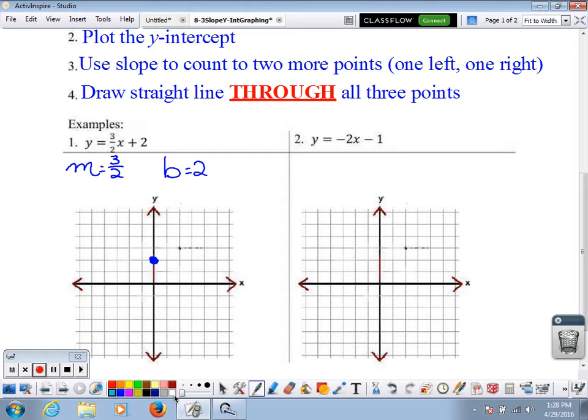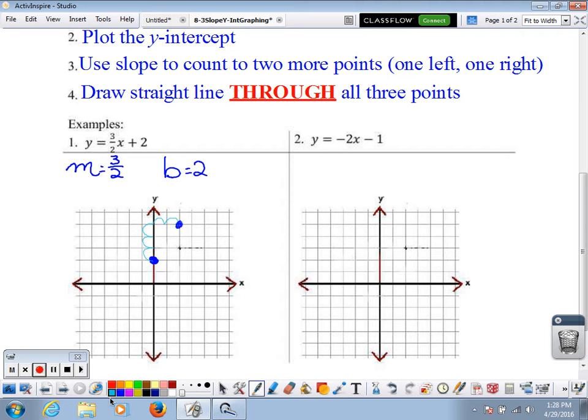Then we're going to use this idea of slope. We're going to use the rise over run idea to count to 2 more points. Okay, now the slope is 3/2, which means we go up 3, and we go to the right 2. And that's 1 point.